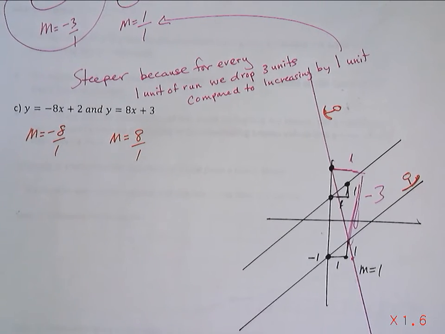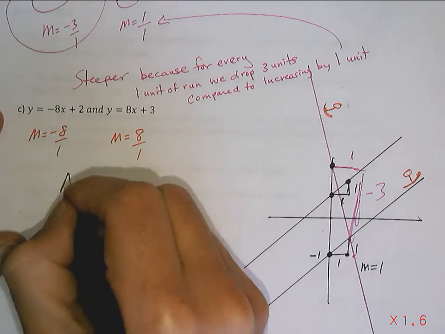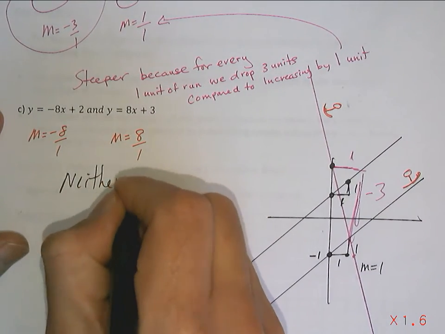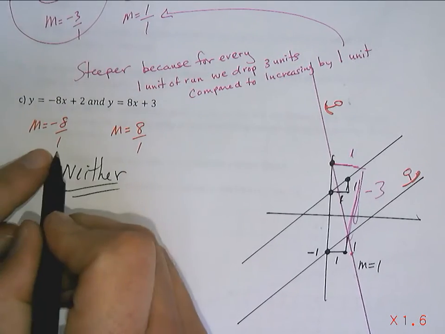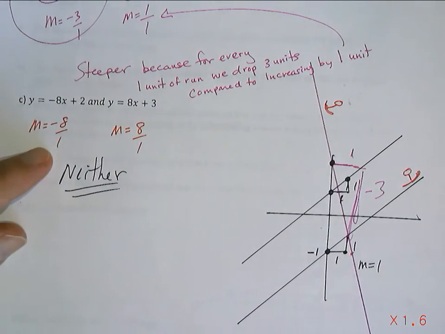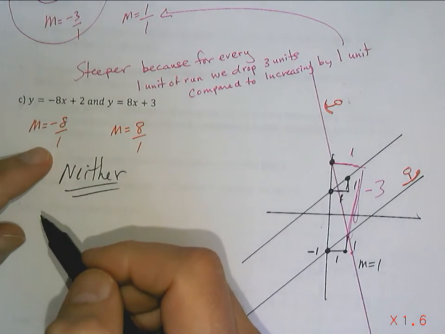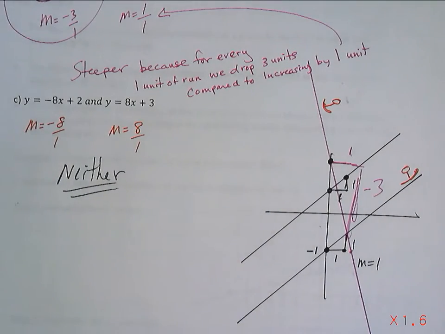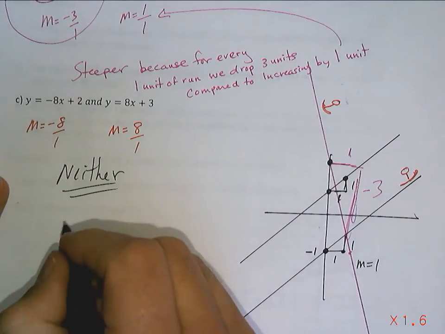Do you want to try again? They're the exact same. They are. Neither is steeper. Why? Because they're both over 1. Now, one goes up 8, and the other one goes down 8. But in terms of steepness, they're exactly the same.